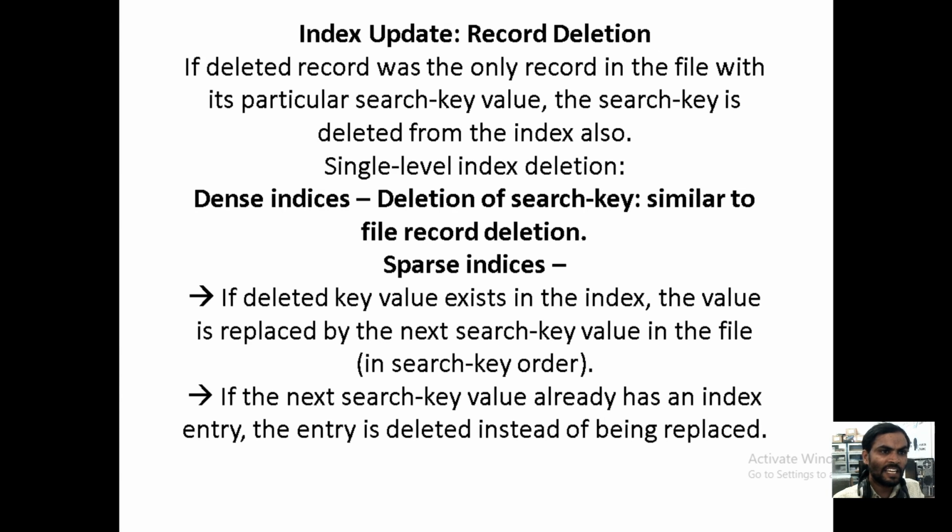Now, for index updation and record deletion under the index: if you want to delete a record, and it was the only record in the file with a particular search key value, that search key is deleted from the index also. Single level index deletion is also possible under index update. For dense indices, deletion of the search key is similar to file record deletion. Under sparse indices, if you want to delete a key value existing in the index, the value is replaced by the next search key value in the file. If the next key value already has an index entry, the entry is deleted instead of being replaced.